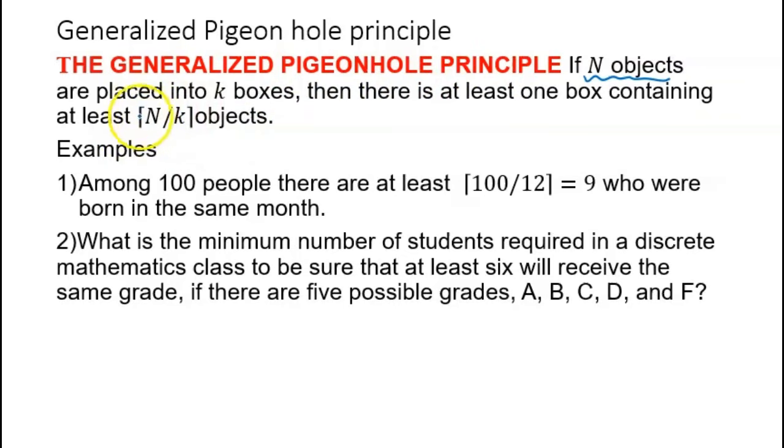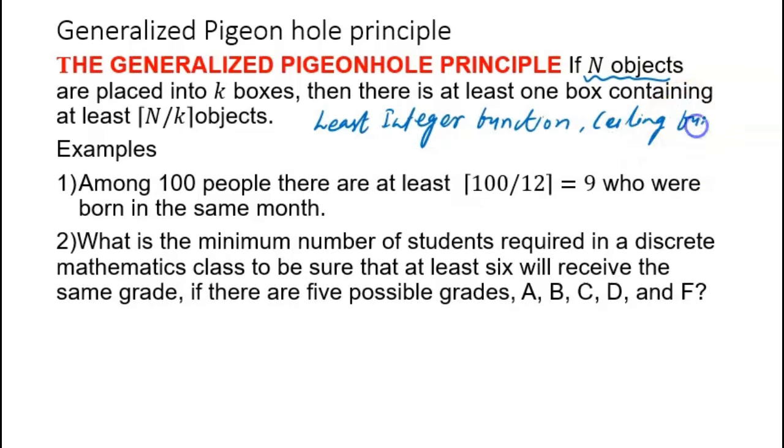the ceiling of n by k, and here this symbol I am using is the least integer function, and it is also known as the ceiling function. I hope in your earlier classes you must have studied about the ceiling function and floor function. So at least one of the boxes will contain at least the ceiling of n by k objects. To understand this, let us take this example.